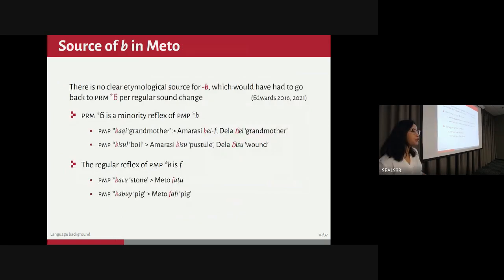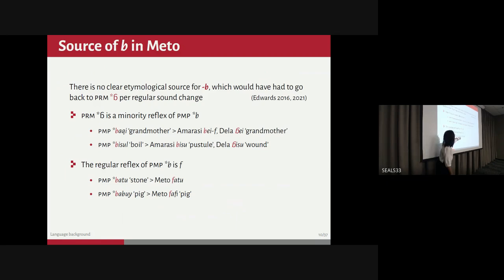Okay. There's also no clear etymological source for B, a weird phoneme in Meto, by which I mean it's really a minority outcome of Proto-Malay-Polynesian. So PMP B, right, according to Owen Edwards' reconstruction, would have produced an implosive B in Proto-Rote-Meto, and the reason he reconstructs implosive B is because in Rote languages like Dela, it comes off as a B, right, an implosive, and this is what gives you Meto B. But the regular reflex of PMP B is just F.